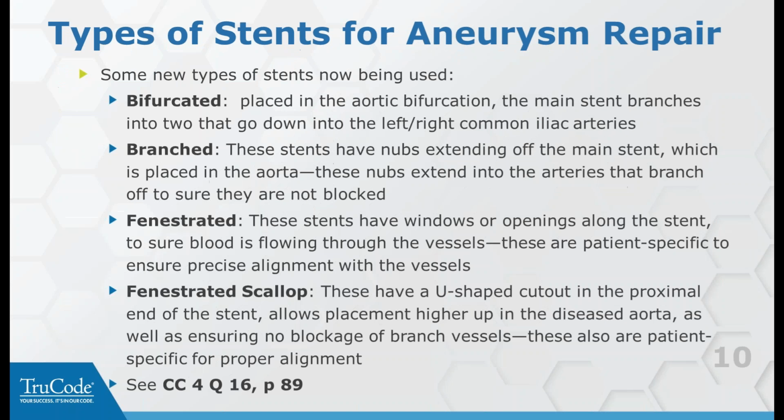They also have several new types of stents that they are using for abdominal aneurysm repair. These do only apply to abdominal aneurysms currently, but likely they will be expanded to other types of aneurysms at some point in the future. The new types of stents are listed here for you. Bifurcated is where they place it in the aortic bifurcation, the abdominal aorta, and the main stent branches go into the left and right common iliac arteries that go down into the legs to supply the legs with blood. Then there is a branch stent that has nubs that extend off the main stent.